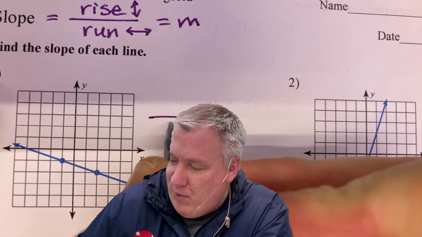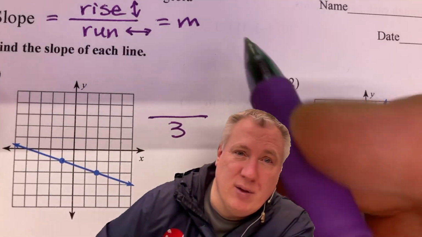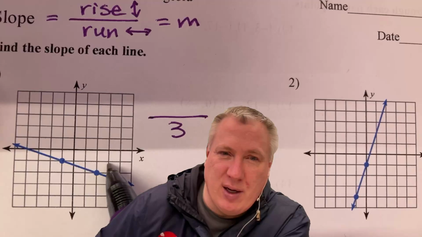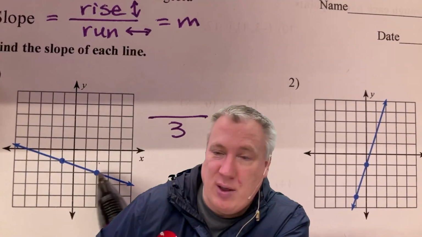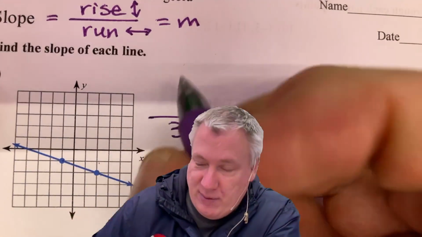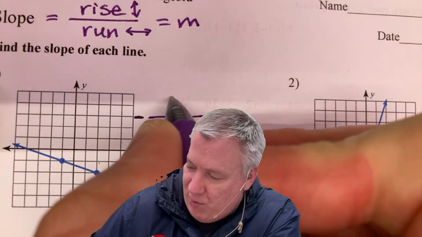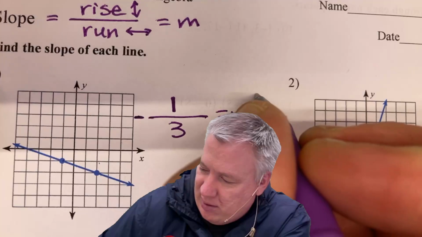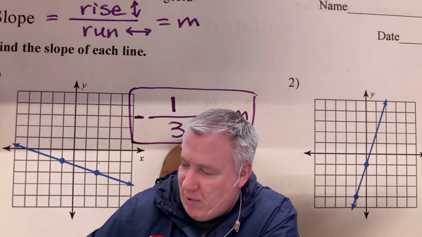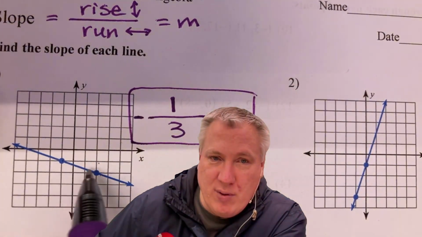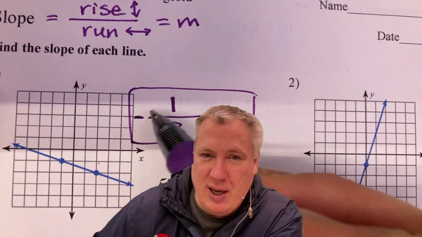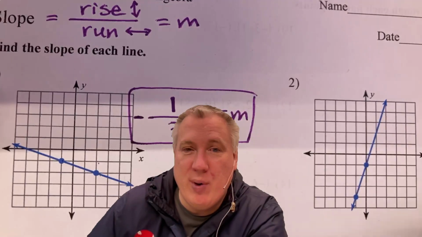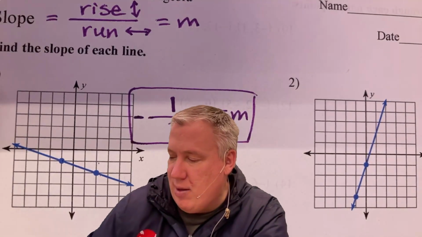So my run is 3. Run is sideways, so I count how far I went, 1, 2, 3, and then how far did I go down? I went down 1, and down is a negative. So my slope is negative 1/3. That's what M is here. Again, my run was 3 because I counted 1, 2, 3, and I went down 1, so that's negative 1 over 3. It means I went down 1 when I went right 3. Okay, let's show that again.